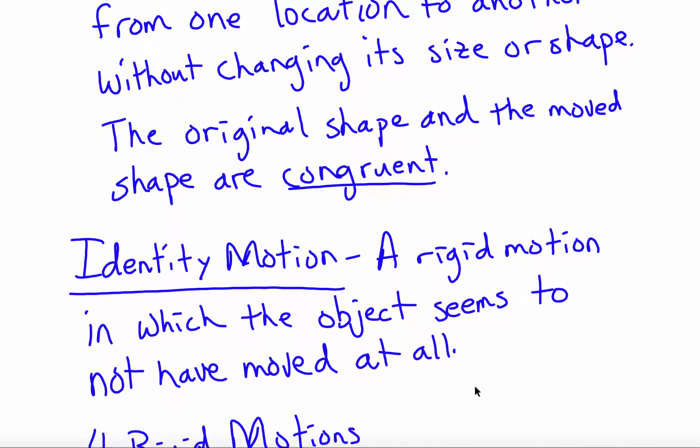There's such a thing called an identity motion. An identity motion is where you do a rigid motion to an object, but it doesn't look like it moved at all. So if you took an object and you rotated it, and then that object looked exactly like it was before, it would have an identity motion.